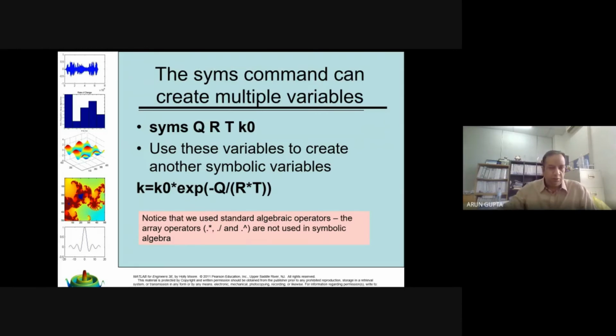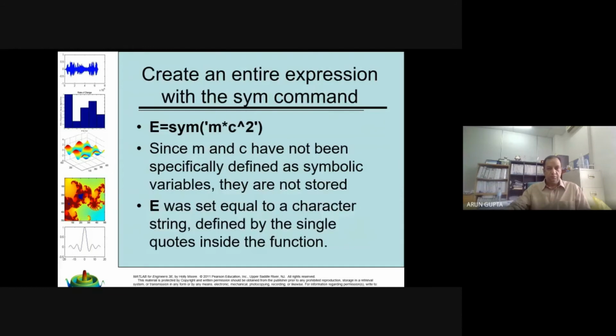I think in this one also students will not have any problem yet. Another way is you can create an equation also, like mc square: e is equal to sym, and then you write down the equation inside. So this is another way of writing.